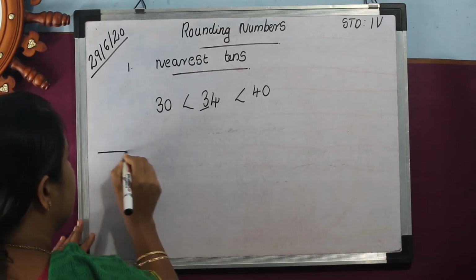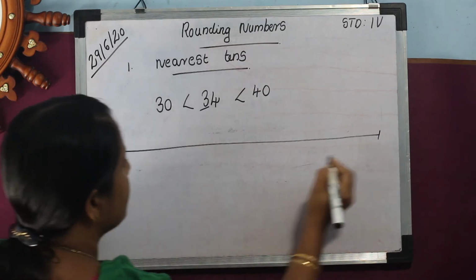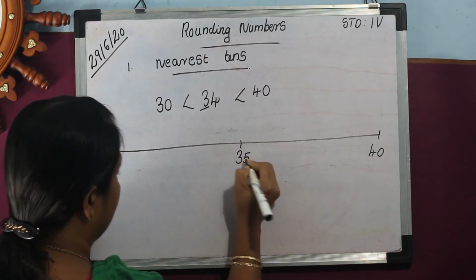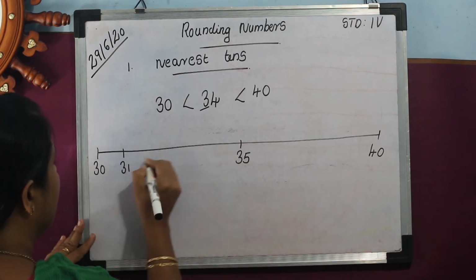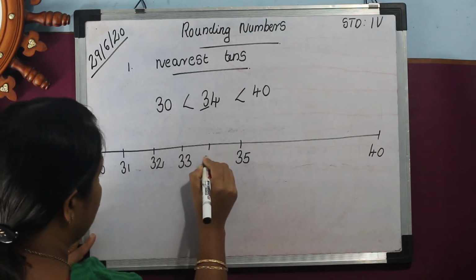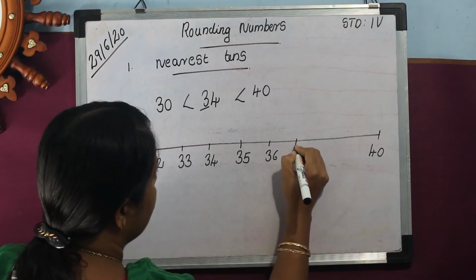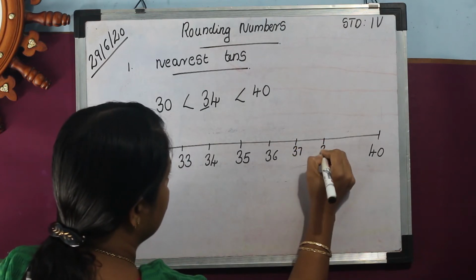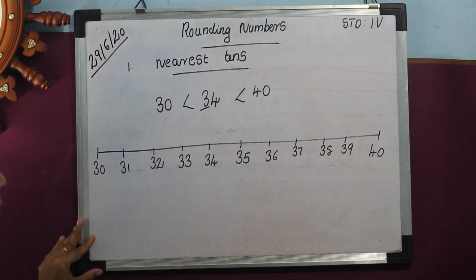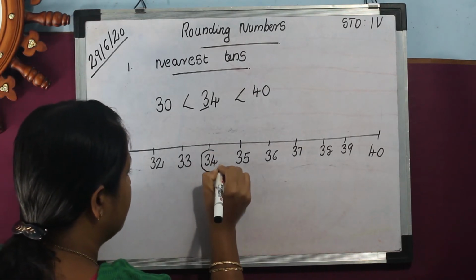Then draw the number line. The first number is 30 and the last number is 40 and the middle number is 35. Then write 31, 32, 33, 34, 35, the next 36, 37, 38, 39 and last our number is 40. In this problem, we take the number as 34. So mark it as 34.